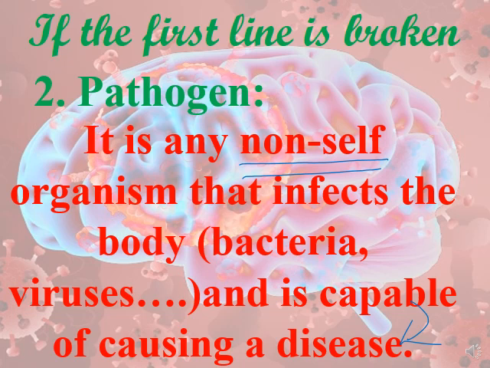Whereas the definition of infection is the invasion and the multiplication of the pathogens inside the body. For example, whenever the COVID-19 coronavirus enters into the body, it is classified as a pathogen, a non-self that infects the body and is capable of causing a disease. While infection is when the COVID-19 virus invades my body, multiplies, and causes disease. So this is called infection.